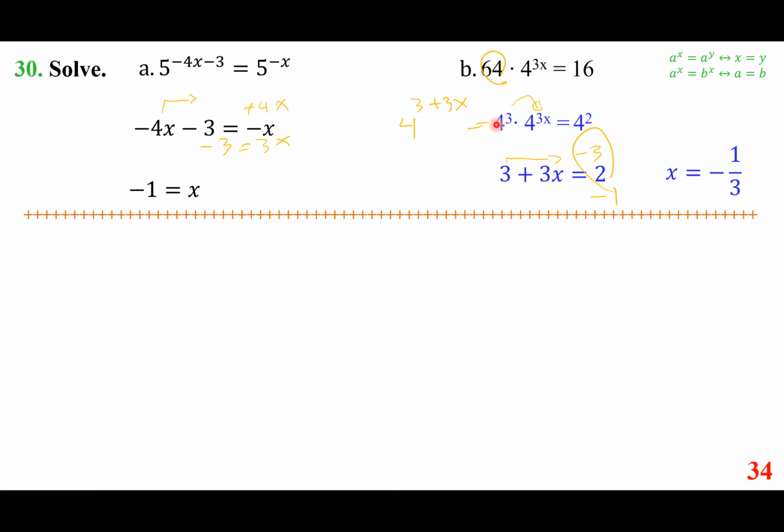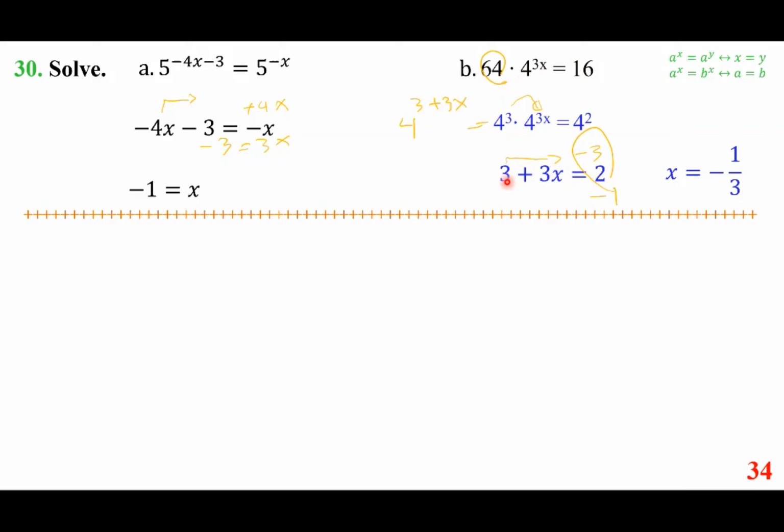Oh, okay. And since they both have the same base, on the left side I'm going to add the exponents. I get 4 to the power of 3 plus 3x. I'm not dividing by 4. I can't do that. And so the left side becomes 4 to the power of 3 plus 3x. The right side is 4 squared. Since they both have the same base, namely 4, they must have the same exponent. So 3 plus 3x must be equal to 2. Does that work? Yes, thank you.